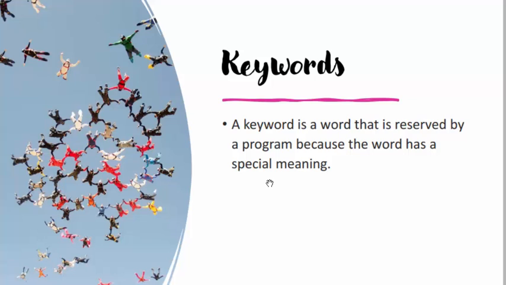We also have keywords. A keyword is a word that is reserved by a program because the word has a special meaning. Keywords can be commands or parameters. Every programming language has its own keywords or reserved words. Keywords cannot be used as variable names. In pseudocode, they are used to indicate common input-output and processing operations, and they are written fully in uppercase.